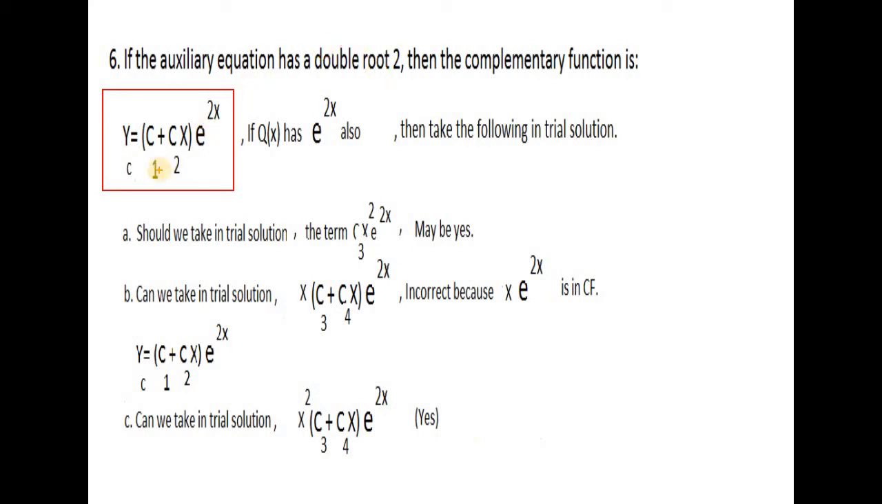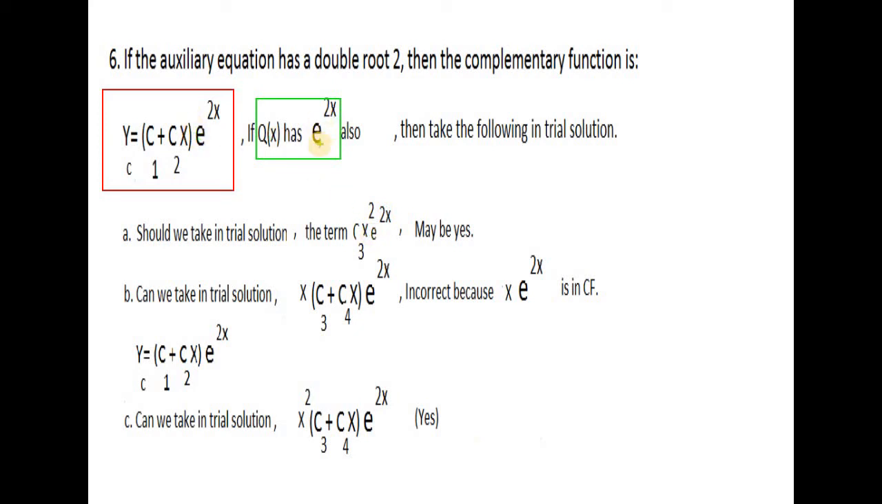This is our CF. If we have function q with e power 2x, this e power 2x also belongs to q, and e power 2x also belongs to the complementary function yc, then take the following in the trial solution. Above here we have point A, point B, point C.